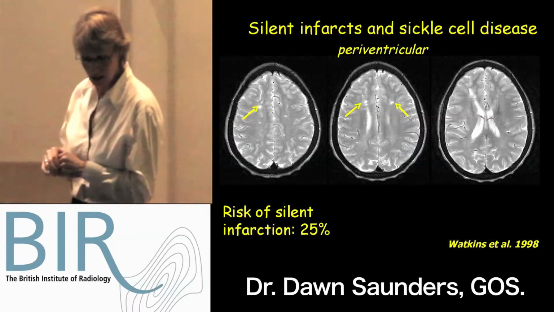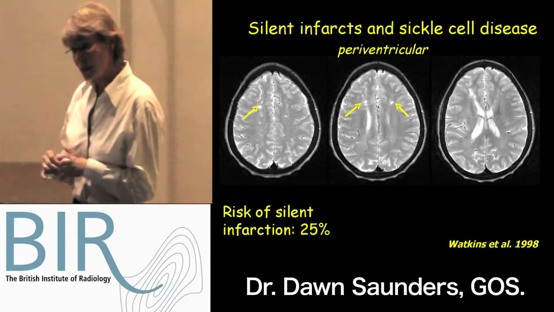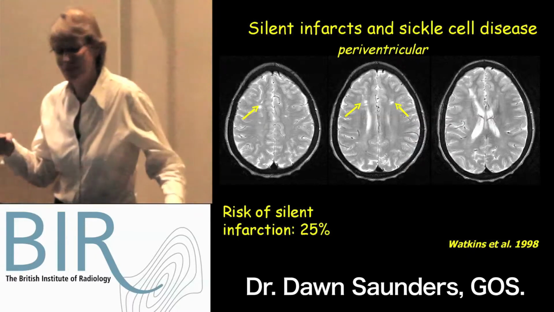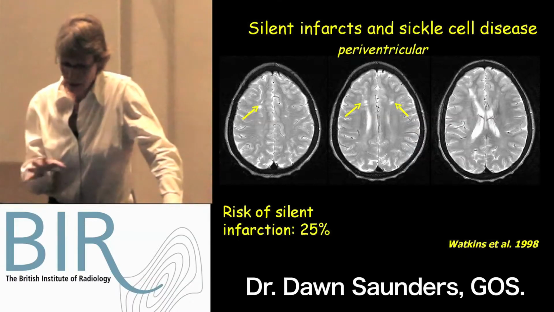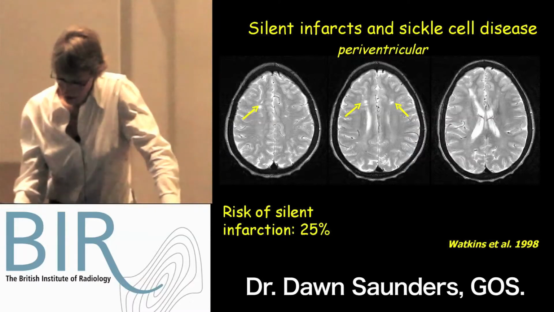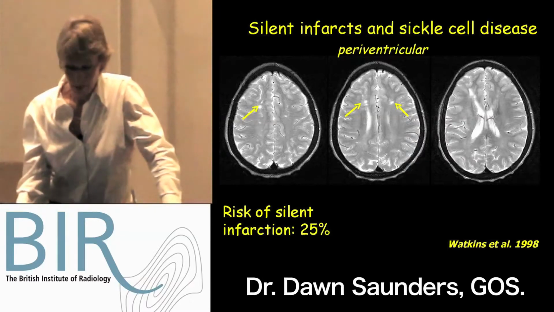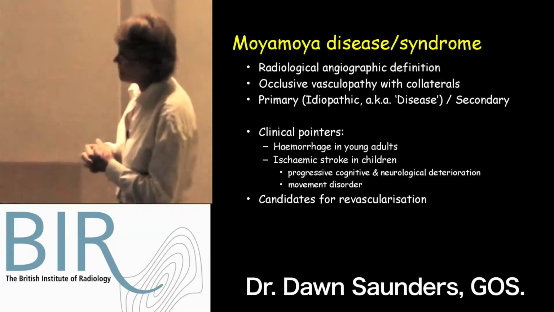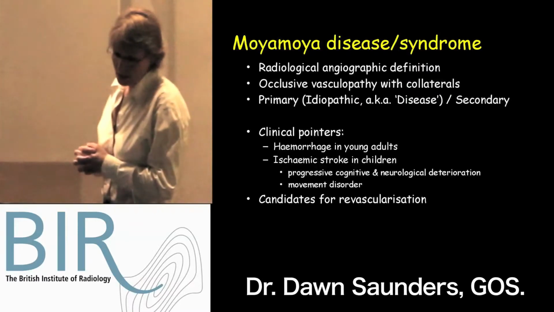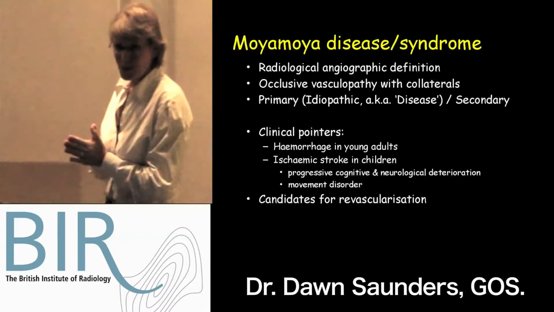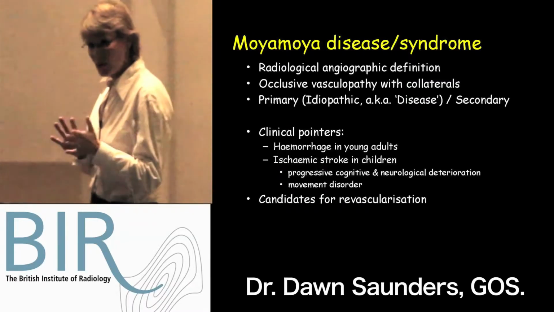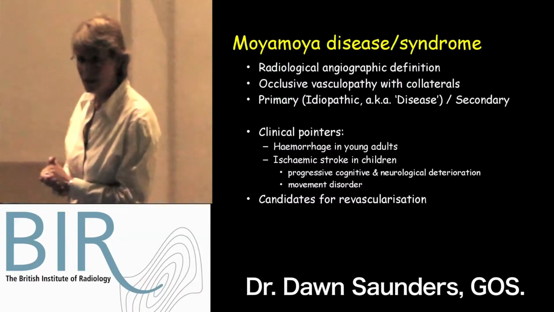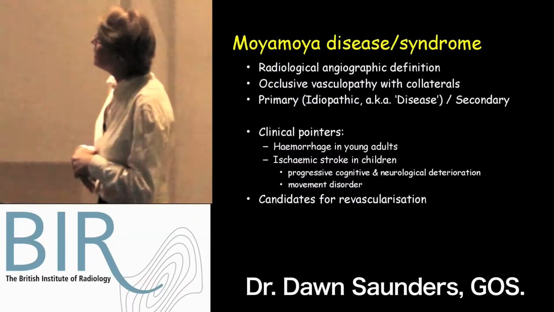infarcts, and the risk of silent infarction in sickle cell disease is up to 25%. And there is some data that suggests that they have reduced cognitive function compared to the children who don't. So it's a very important thing to try and prevent in these children. Moyamoya disease or syndrome: disease if there's no underlying abnormality, and syndrome if there is an underlying abnormality, like NF1.